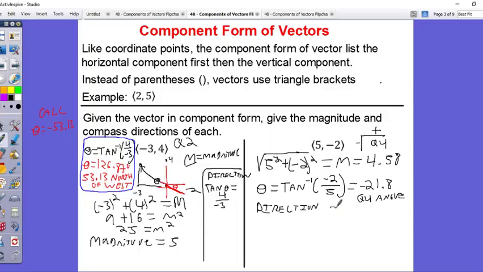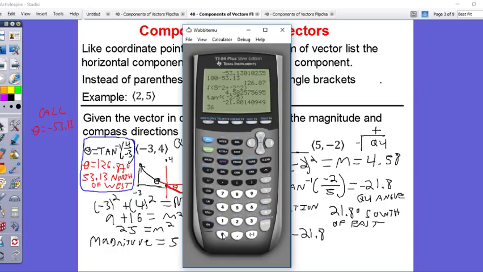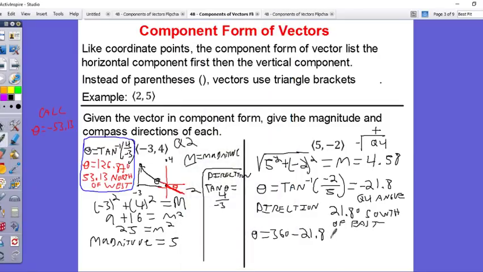So we can say we are 21.8 degrees south of east, or we can say theta is 360 minus 21.8. And so we do 360 minus 21.8, and that's equal to 338.2. All right, let's keep going.